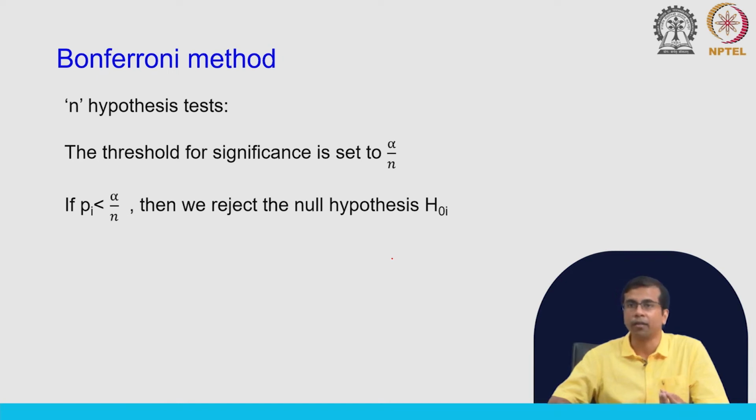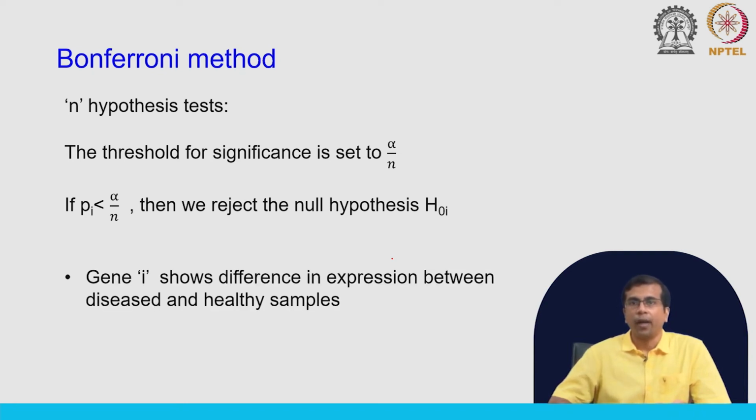We have lowered this cutoff now, instead of alpha we have made this alpha by n. And this will again depend on the number of tests that we are doing. So, if you are doing 100 tests, this would be alpha by 100, if you are doing 1000, this is alpha by 1000. And if we can reject this null hypothesis H naught i, then we can call gene i differentially expressed between diseased and healthy samples, for example, if you are doing disease versus healthy comparisons. Again, this is just an example, you can have a similar idea.